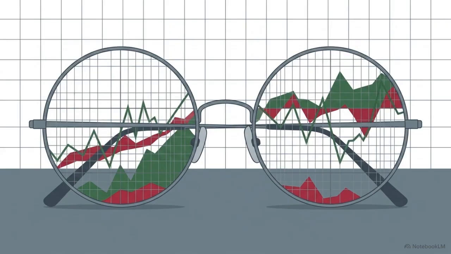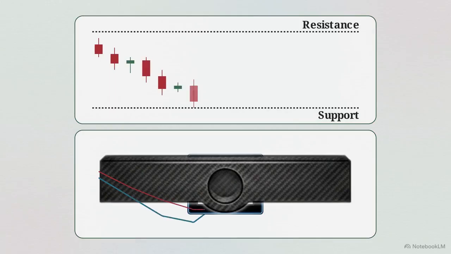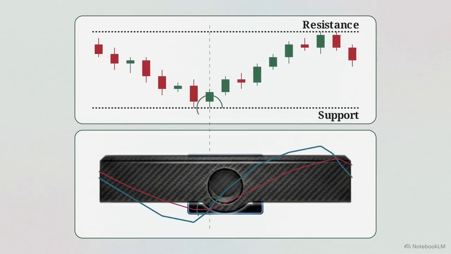But we need a reality check. The PPO is an analytical lens, and it has limits. For reliable entries, you must cross-reference its readings with established support and resistance levels on your price chart.